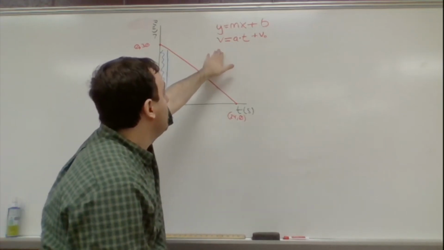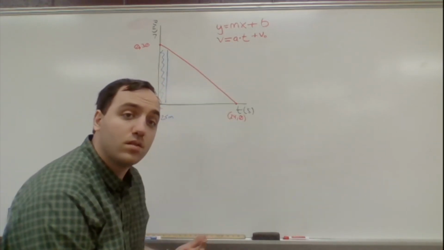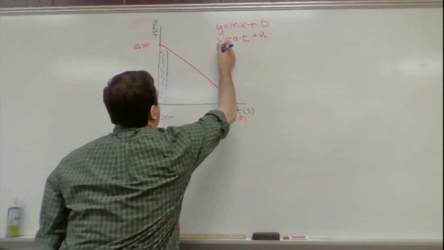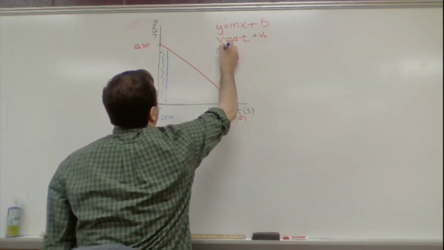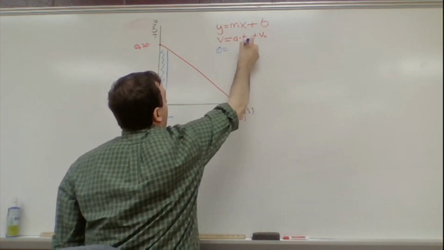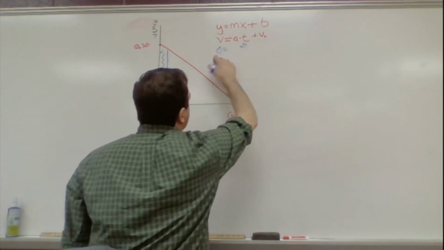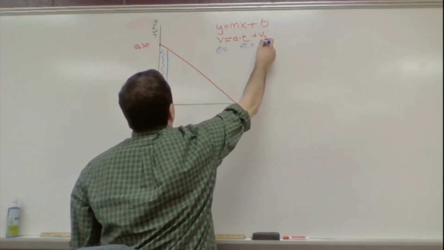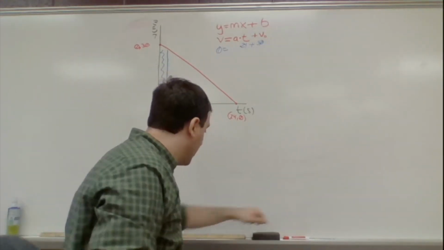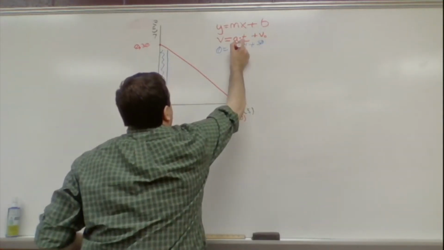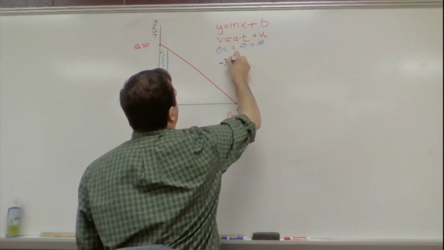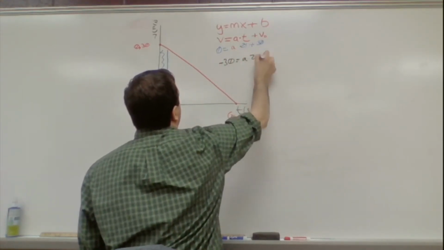So, v at the end of my graph, how fast am I going? Well, I'm going 0 meters per second. So 0 equals a times 24, because at time 24 seconds I'm going 0 meters per second, plus the 30 meters per second I was going originally. Solve for a. First things first, subtract the 30 to the other side: negative 30 equals a times 24.